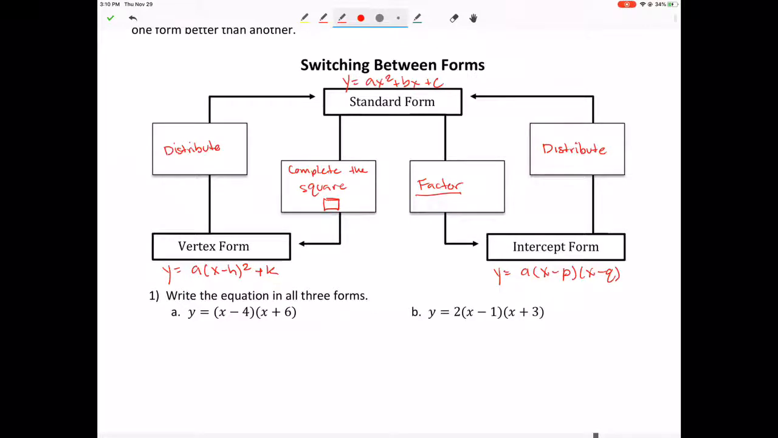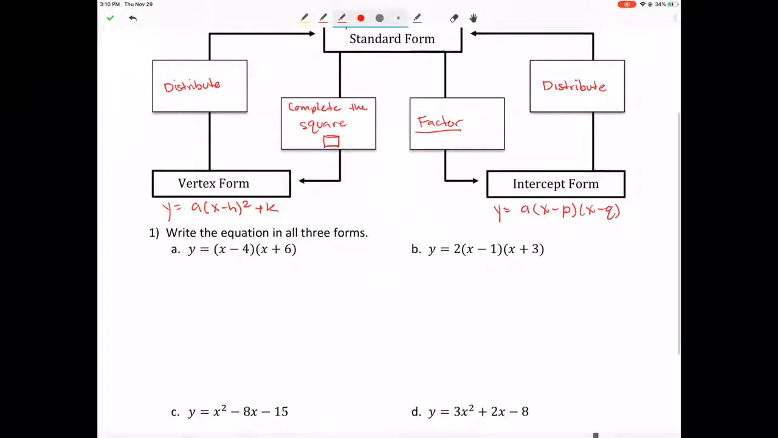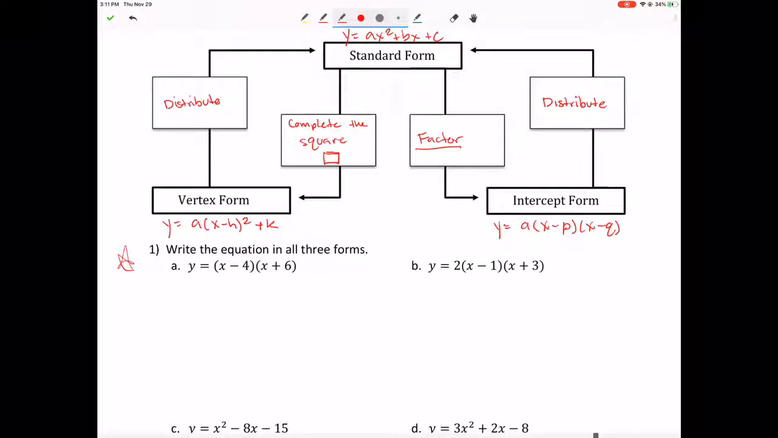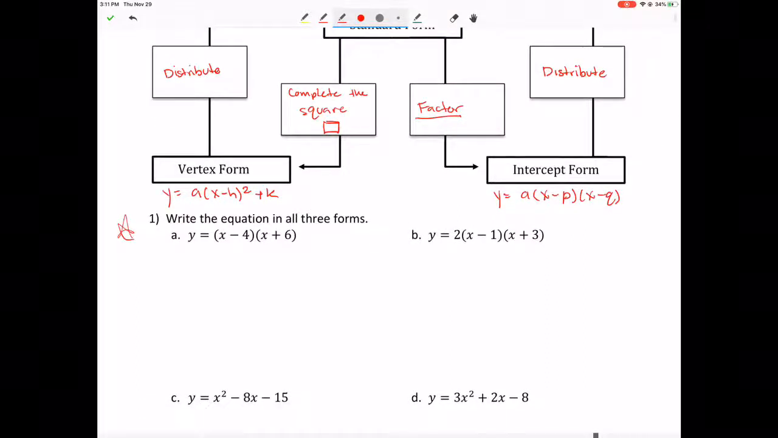Make sure you memorize the forms, the 3 forms, and we'll also have a problem that is similar to these ones where we're given an equation and you'll need to write all 3 forms. So obviously all of these examples are already in one of the forms, so really you can just rewrite that again and then either factor, complete the square, or distribute to find the other 2 forms, okay?